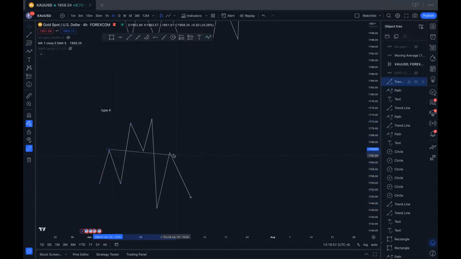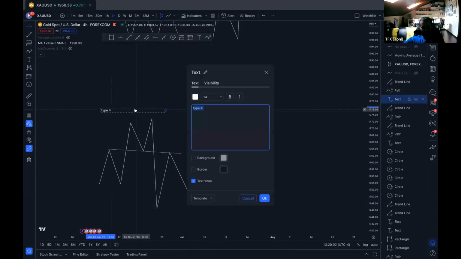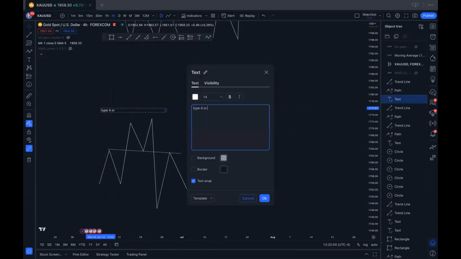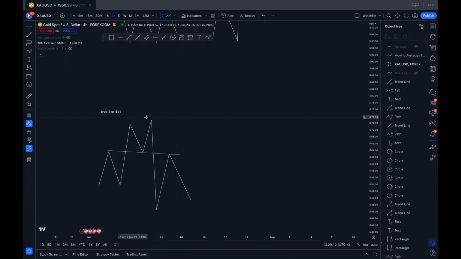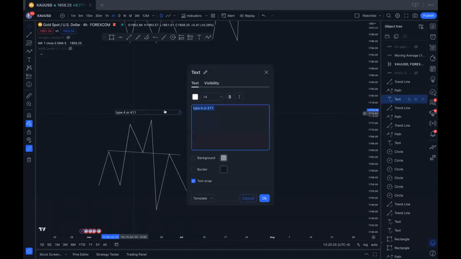That trend line is called 411. There is an SNR mentor who goes by the name of 411. He taught my mentors, and my mentor taught me this. So it's either called type 4 or 411. Maybe some of you follow the guy. His name is 411.